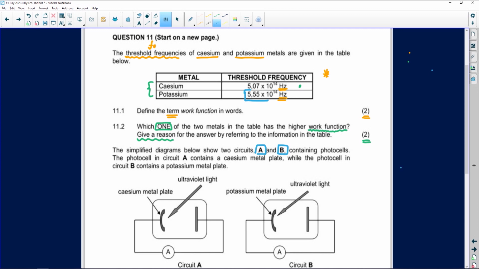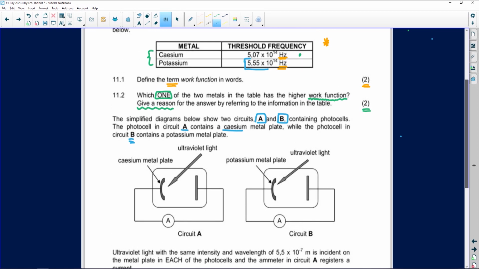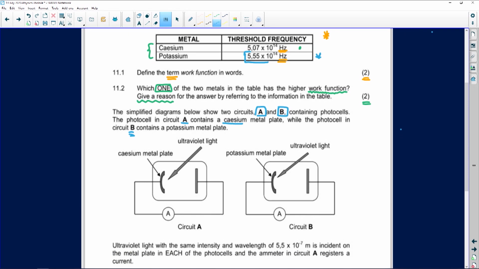And they contain photocells. The photocell in A contains a cesium metal plate, while the photocell in B contains a potassium metal plate. Already from the information given, we know that potassium will have a higher work function than cesium will have. Now we can see something very interesting with these ones. They both use ultraviolet light. Now remember, even though they are using the same light, maybe it even has the same frequency.